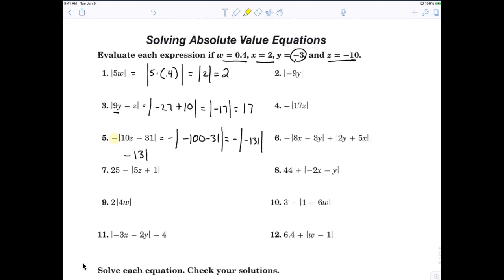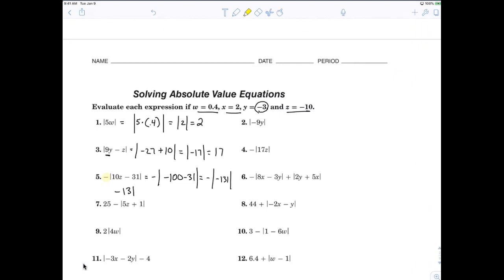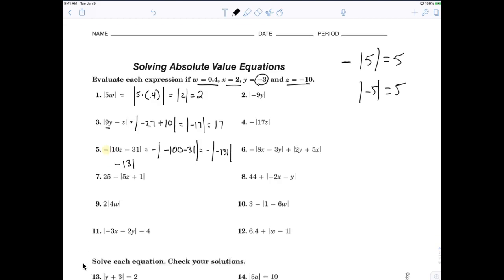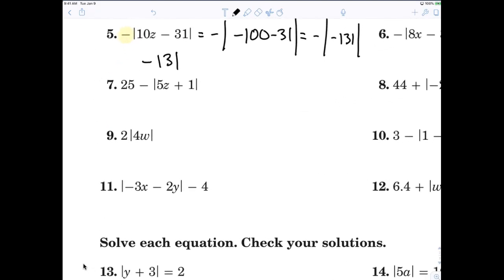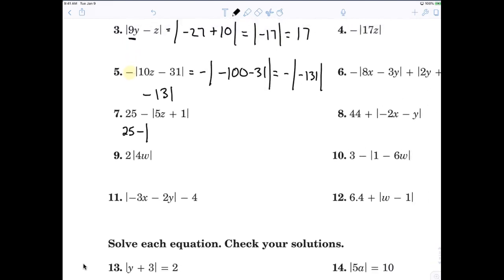All right, let me show you something. Ready? What is the absolute value of 5? What's the absolute value of negative 5? You're right. So it's always positive, right? But now you have to keep in mind if I put a minus sign in front, now it's negative 5, right? So we did the absolute value, but we still have to finish the problem. There was a negative in front, therefore it became negative. All right, I'm pretty happy. All right, number 7. 25 minus, what's 5 times z, somebody?